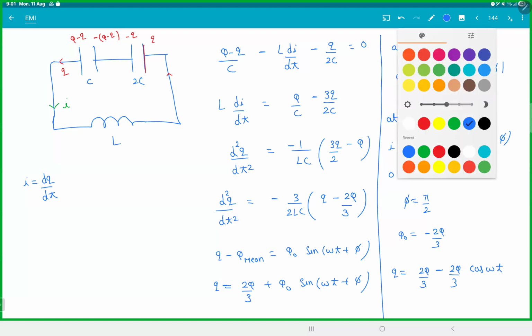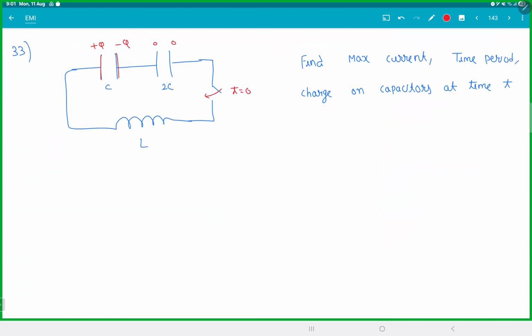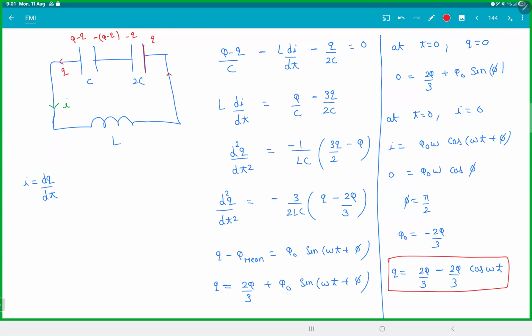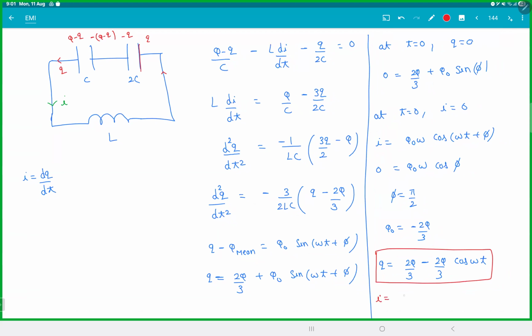I think once you have this, you will get everything. You'll get the charge on the other plate. You will get the current, I is dq by dt. You can get the maximum current. Maximum current is just differentiating, 2Q by 3 omega. You'll get everything. Clear with this?